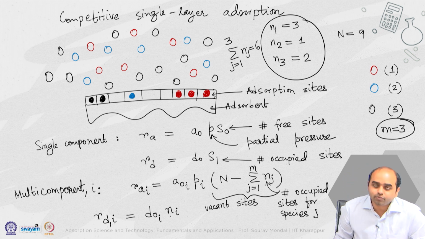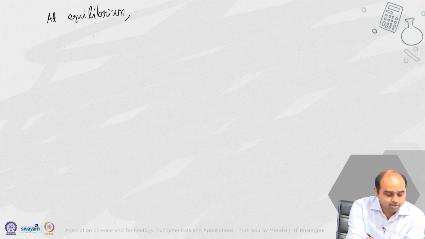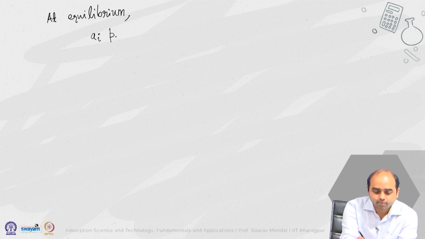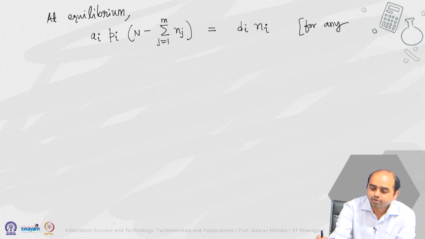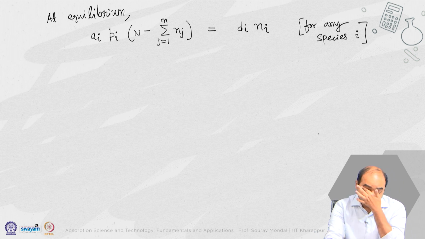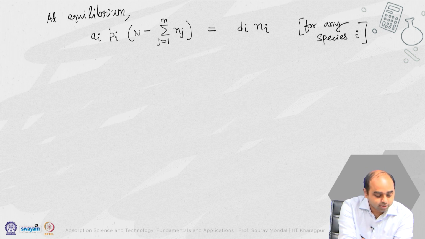Now, let us try to equate these two, because at equilibrium these two are equal. So, at equilibrium these two rates will be equal, which means the rate of adsorption for any species i will be equal to the rate of desorption. So, this is for any species or component i. Now let us try to do some algebraic manipulations of this equation.